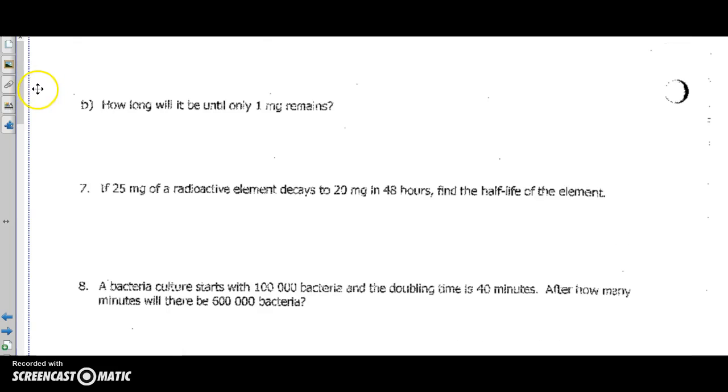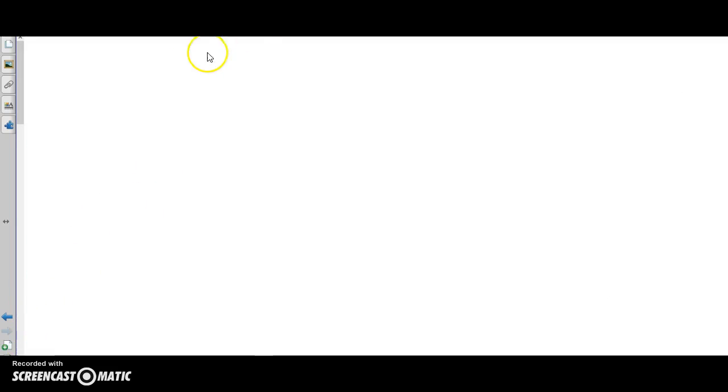How long until 1 milligram remains? That's no. What's going on here? What happened? I'm going to call timeout. Milligram. Anyway, let me fix that up later.